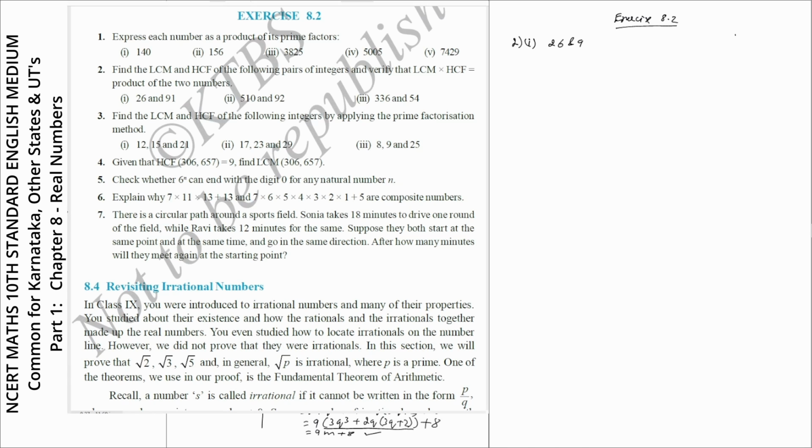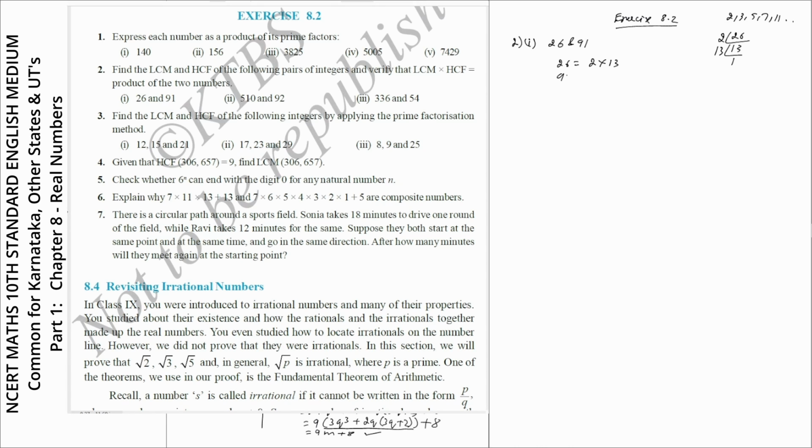So now I'll factorize 26. I'll divide by prime numbers. Prime numbers are 2, 3, 5, 7, 11 and so on. 26 is an even number, so it is divisible by 2. 2 ones are 2, 2 threes are 6. 13 is a prime number. 13 ones are 13. So 26 I can write as 2 into 13.